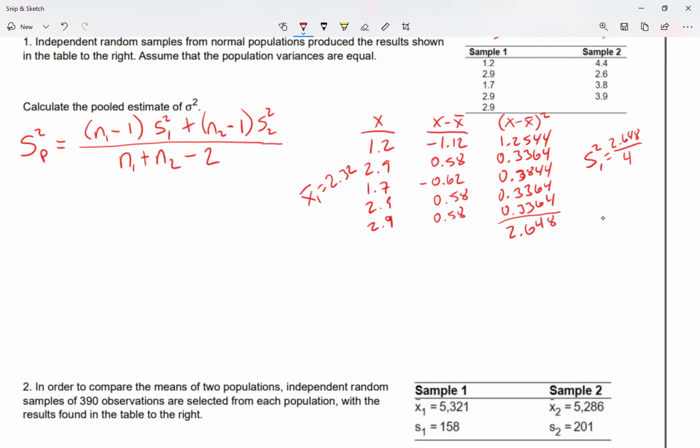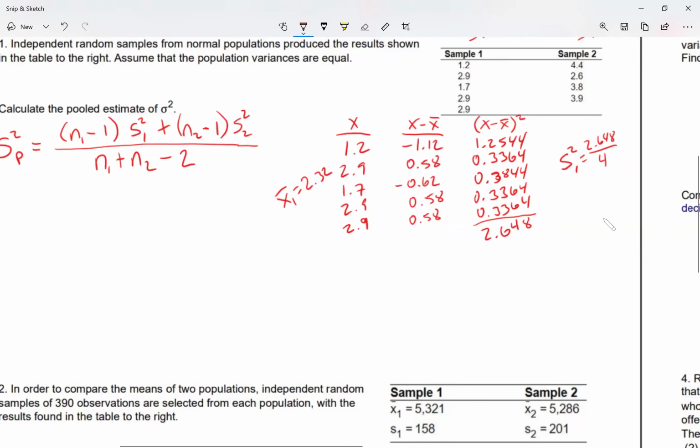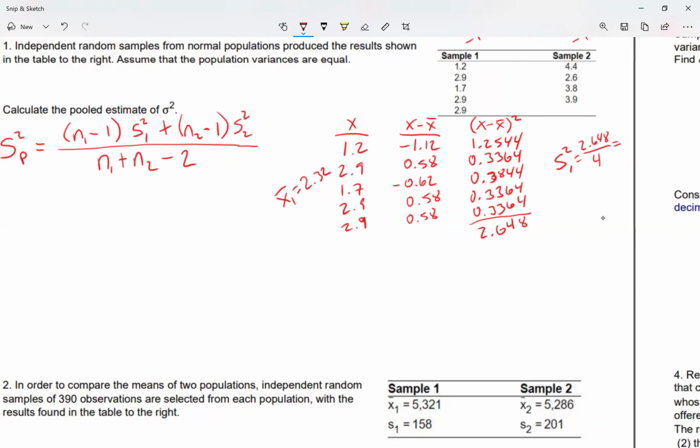So I'm gonna get 2.648 divided by 4. I get 0.662. That is my variance of sample 1. Let me get my variance of sample 2. To not get confused here, I'm going to look at sample 2. So I'm going to do my list of x, all my numbers in sample 2.